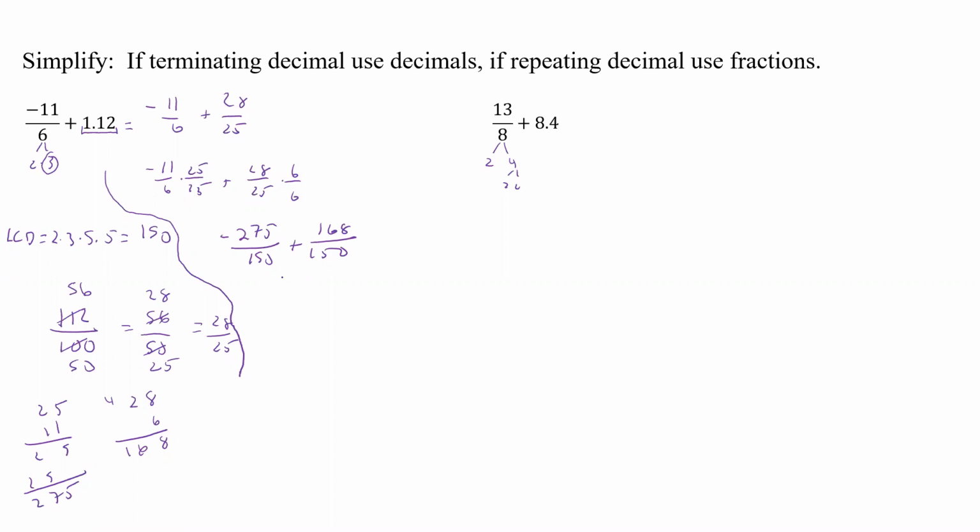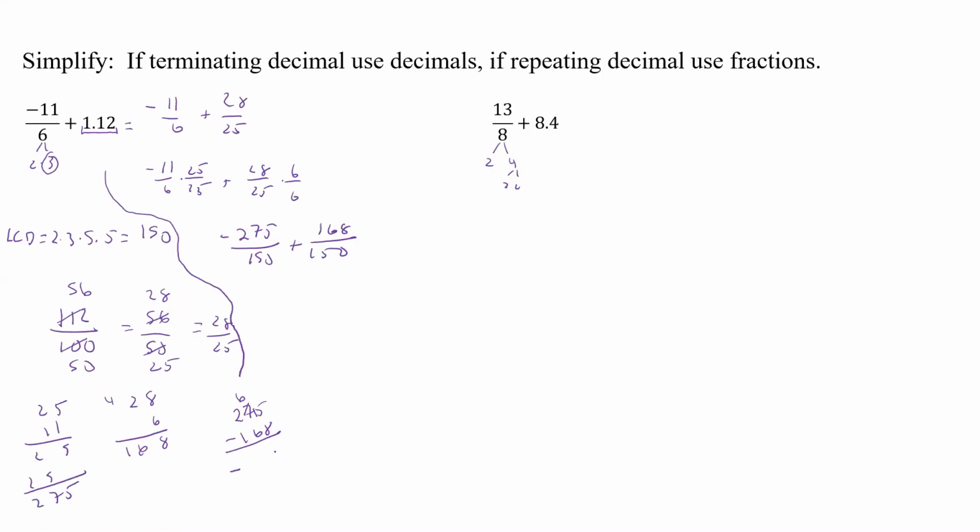All right. So now what does that give us? Well, now we have to subtract. So we're going to take 275 minus 168. And when we do it, our answer is going to be negative because our larger one's negative. So we have to borrow. That's going to be a 6. So 8 and 7 will give us the 15. 6 minus 6 is 0. That's going to be 1. So this is going to give us a negative 107 over 150.